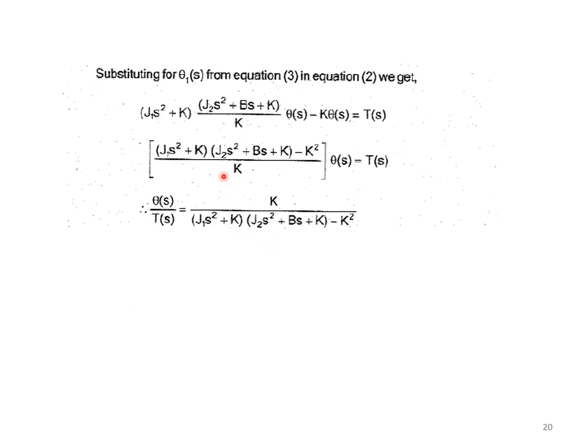Now when we simplify these two equations, we get the transfer function theta(s) by T(s) equal to k divided by (J1 s square plus k) into (J2 s square plus bs plus k) minus k square. So this is the transfer function we have got for the rotational system which is given to us.